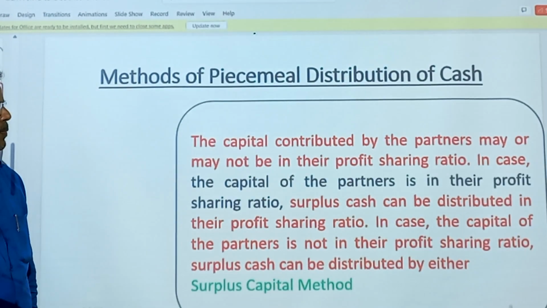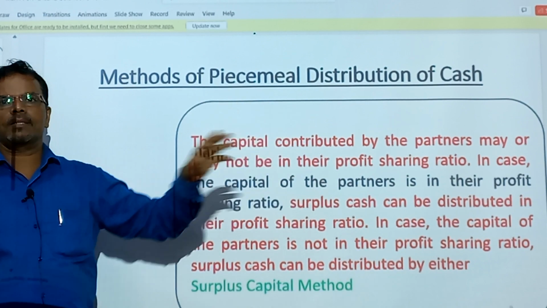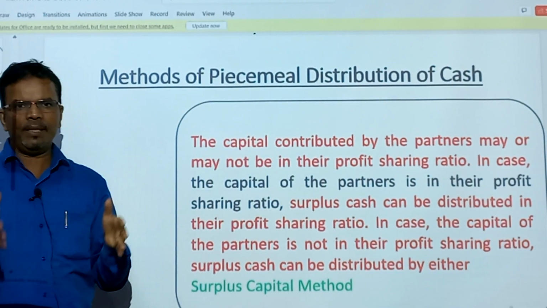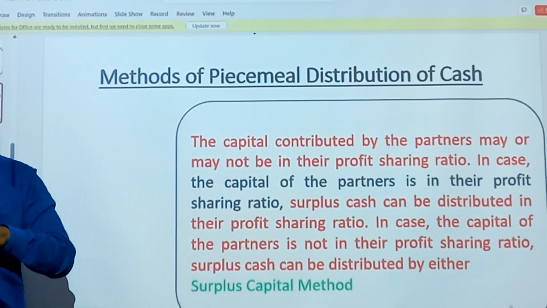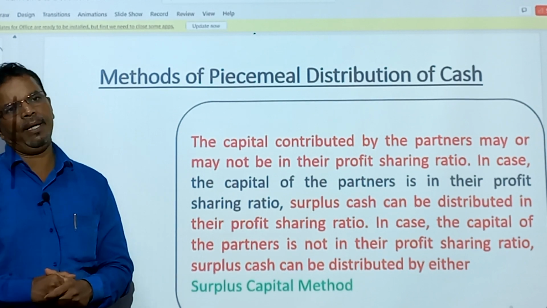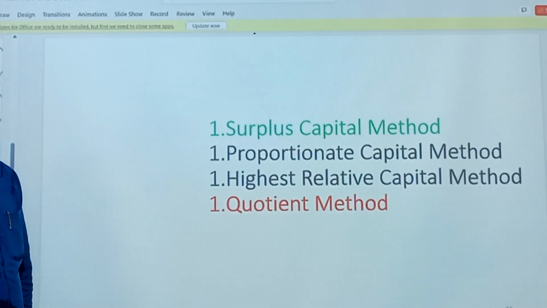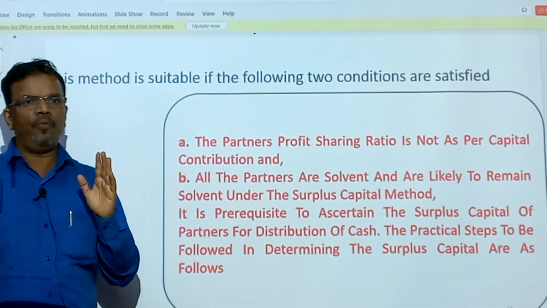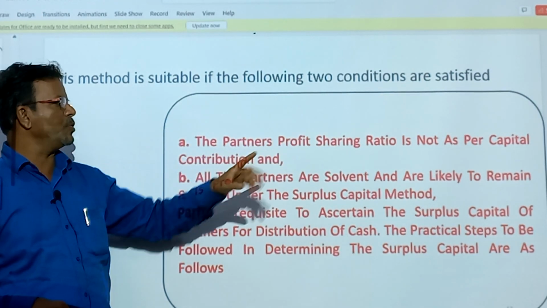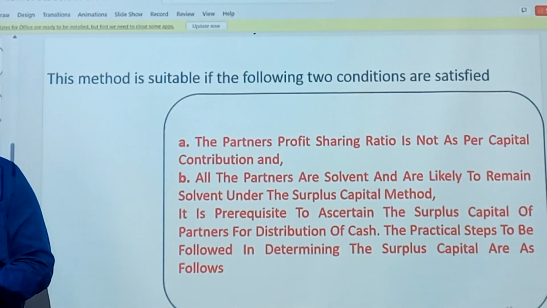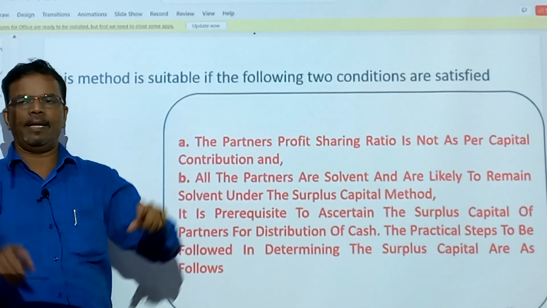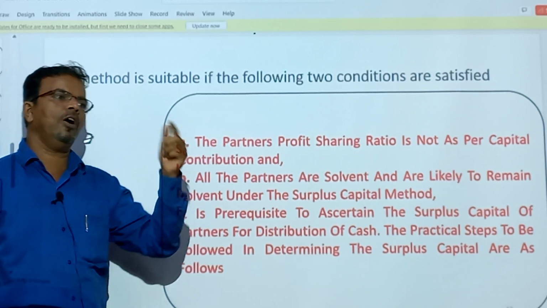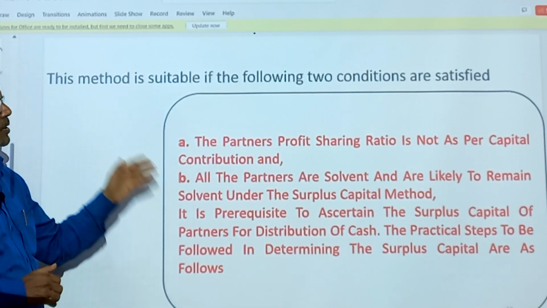Now, we use this method when there is a difference between the capital sharing ratio and the profit sharing ratio. When the profit sharing ratio and capital sharing ratio are not matching, at that time we will do the piecemeal distribution of cash. First, we follow this method when the partners' profit sharing ratio is not as per the partners' capital sharing ratio. That means PSR is not equal to CSR. At that time we will follow this method.